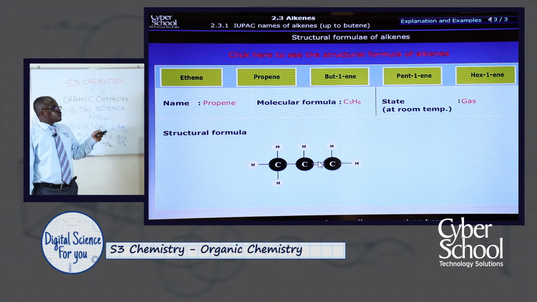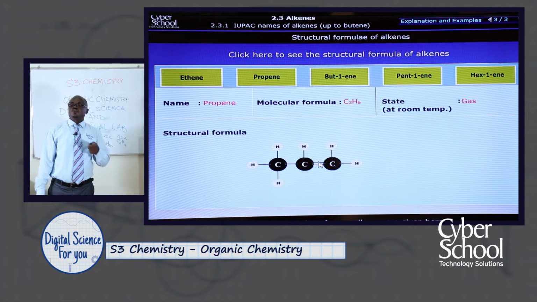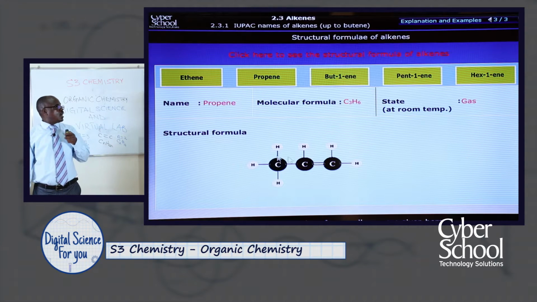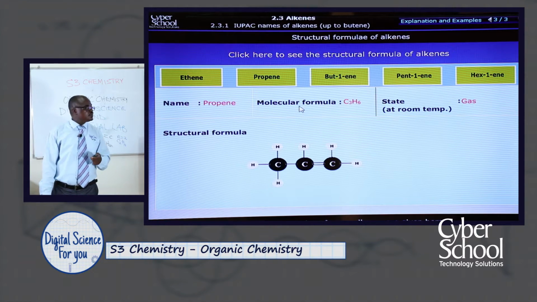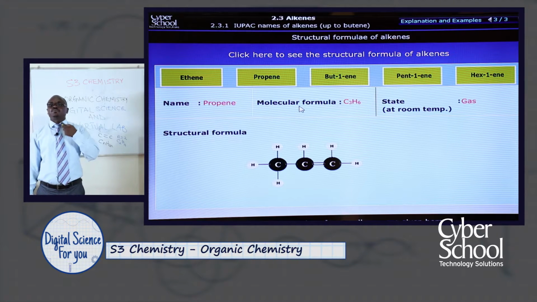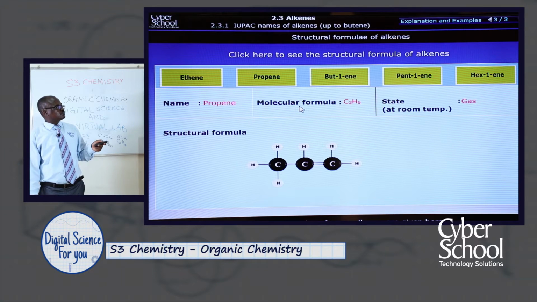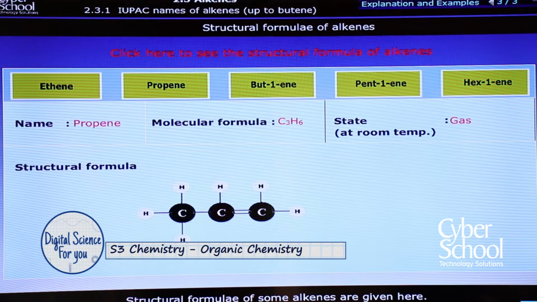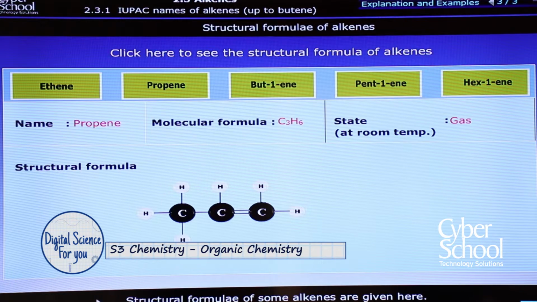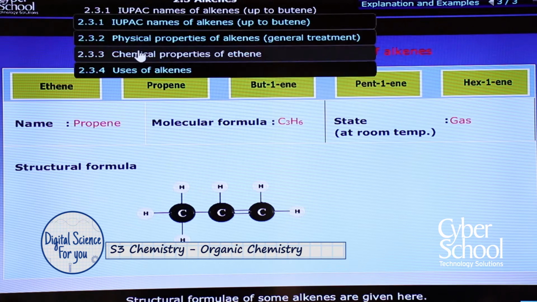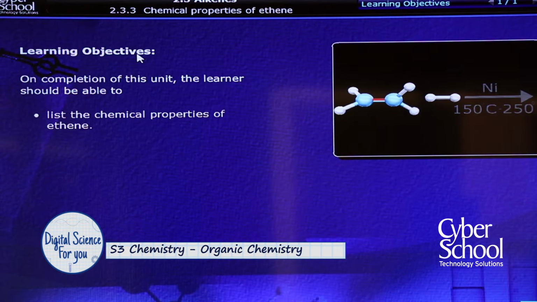So we shall look at ethene, which is the most important alkene, and we'll look at its properties and how it is prepared in the next slide. Now let's look at the properties of ethene. Chemical properties of ethene.